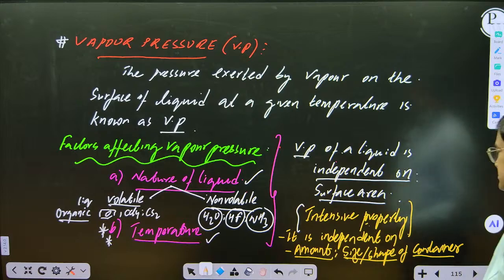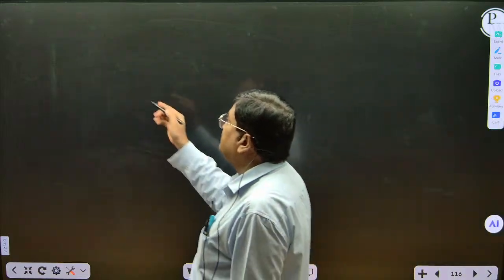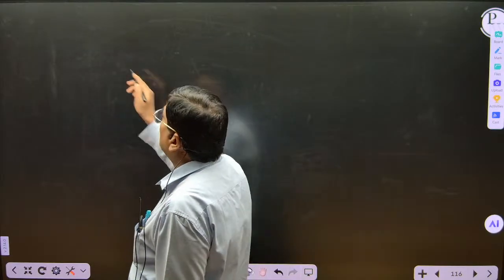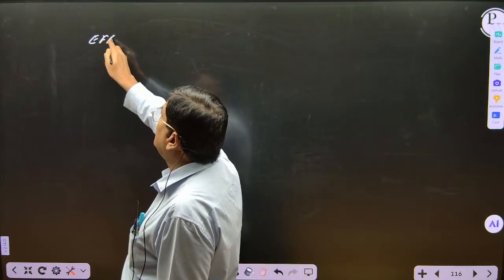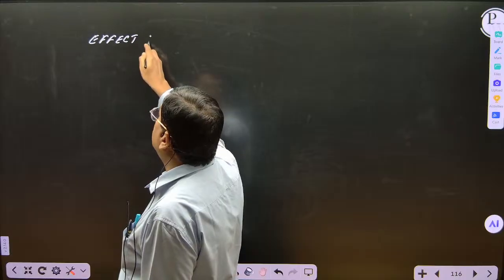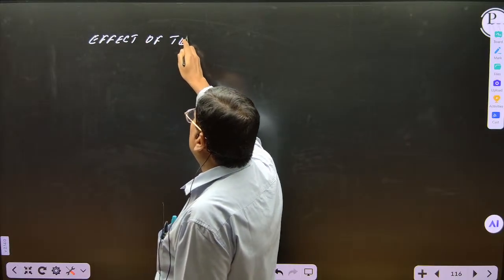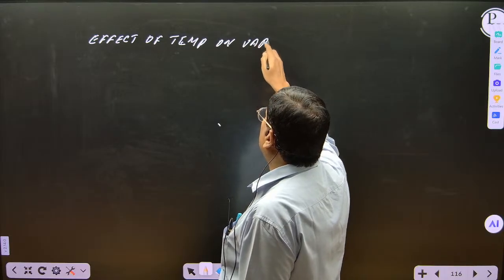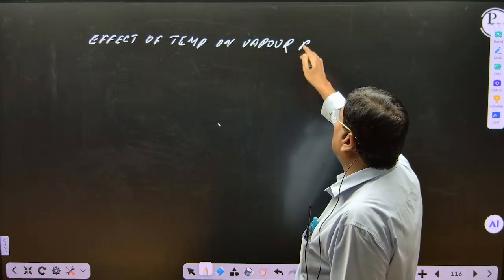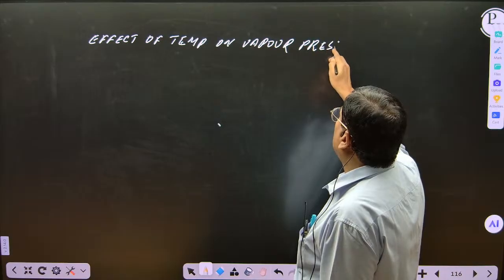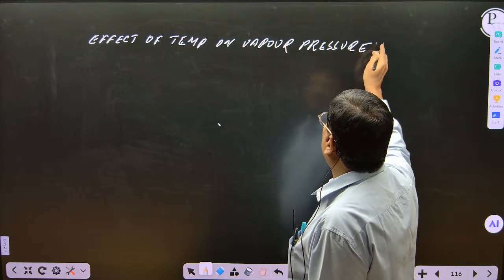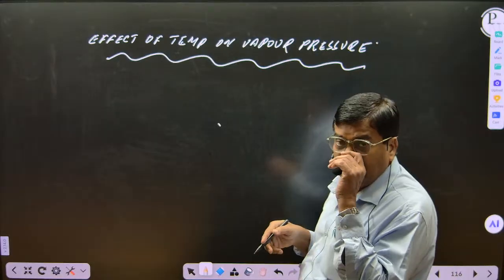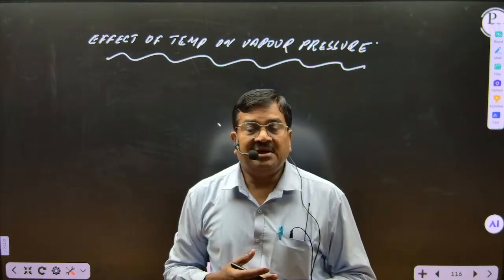Copied. Right, next slide. Effect of temperature on vapor pressure. Now observe here all of you, very important. This is the effect of temperature on vapor pressure. Now see how temperature will have influence on vapor pressure.